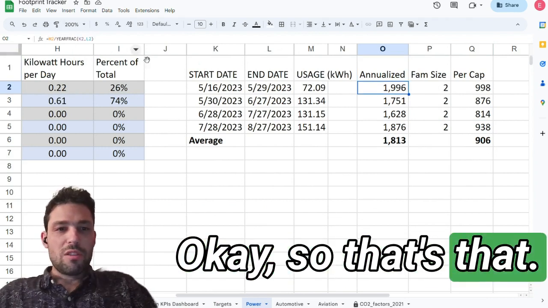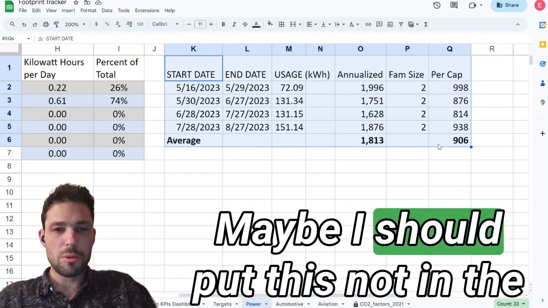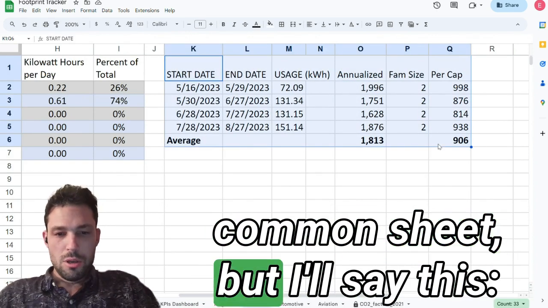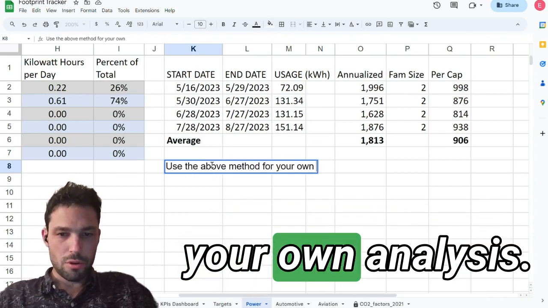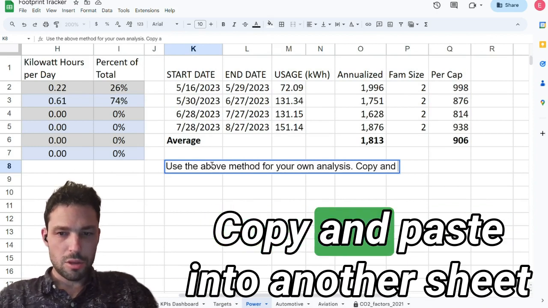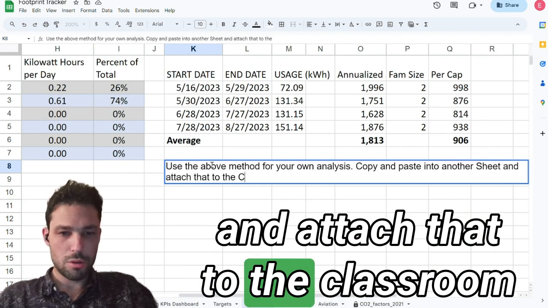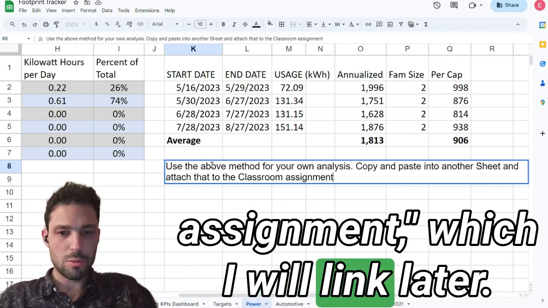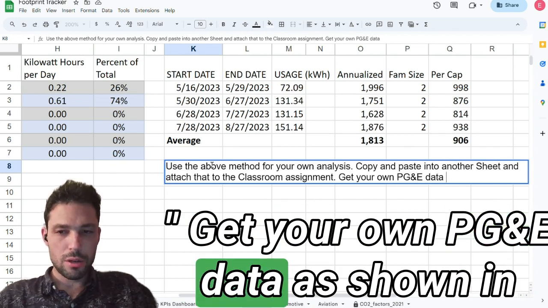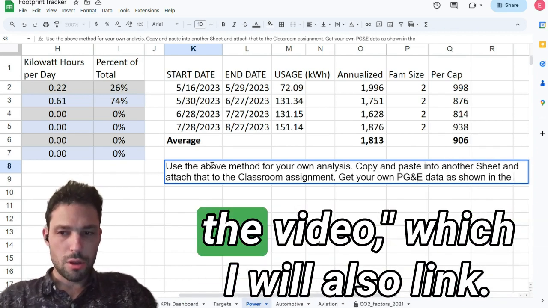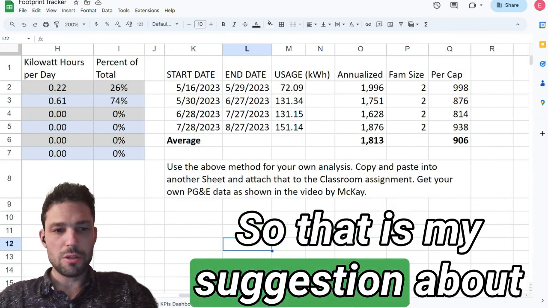Okay, so that's that. I would highly suggest that you do this. After I do this, maybe I should put this in the comment sheet. Say: use this method for your analysis. Paste it at the last row. Later, get your PG&E data as well. I'll also link it. There we go. Okay, so here's my suggestion to do this.